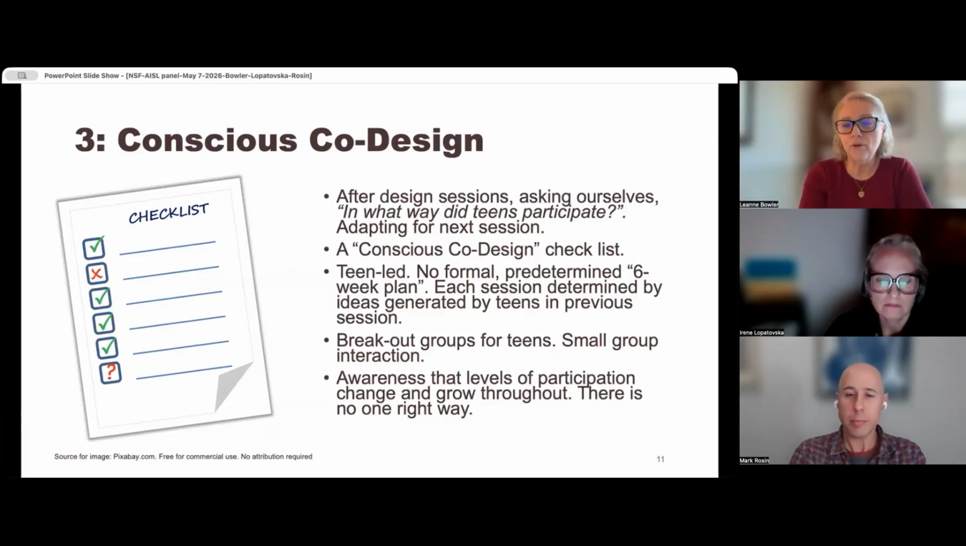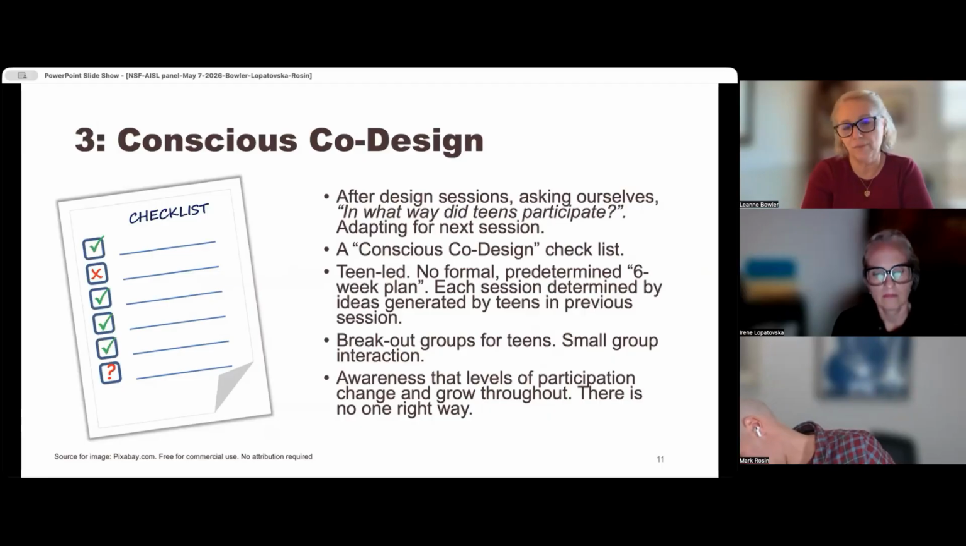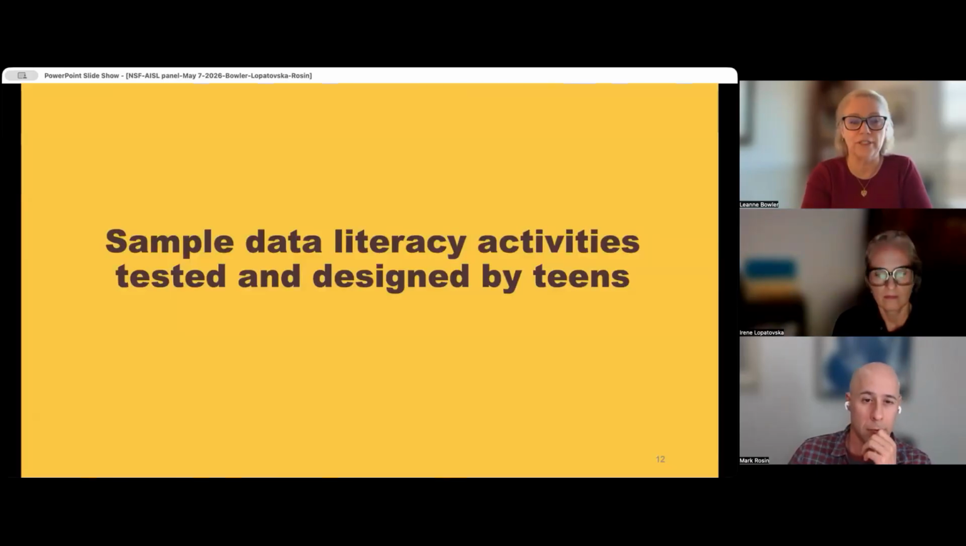We had no formal predetermined 6-week plan for the data sessions. Each session was determined by ideas generated by teens in the previous session, so it was always evolving. We had many breakout groups for teens, and it seemed in small groups there was nice interaction between them. And basically, on our part, an awareness that levels of participation can change and grow. So there's no one right way to co-design and have participatory design.